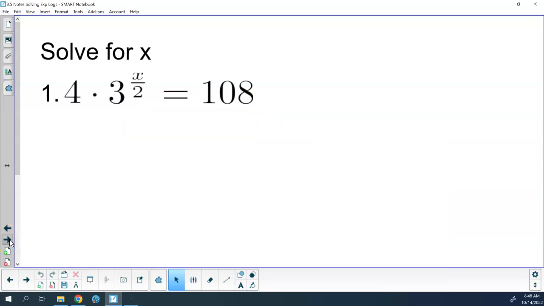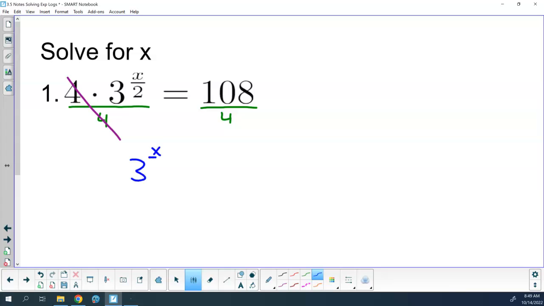So, for instance, in this one, I would first divide by 4 on both sides. When I divide by 4 on this left side, the 4's cancel each other out, gone, leaves me with 3 to the x over 2 power equals 27.